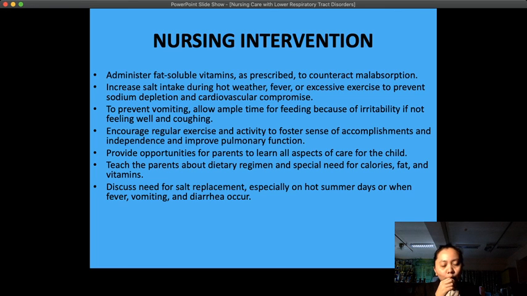So provide opportunities for parents to learn all aspects of care for the child and teach the parents about the dietary regimen and special need for calories, fat, and vitamins. Okay, so turuan, okay, health teaching class is very important. And discuss need for salt replacement, especially on hot summer days or when fever, vomiting, and diarrhea occur.